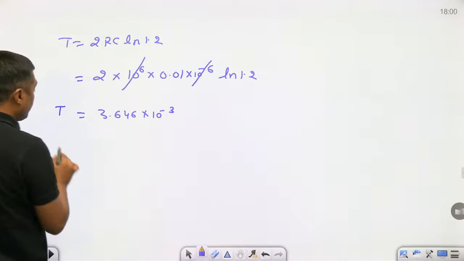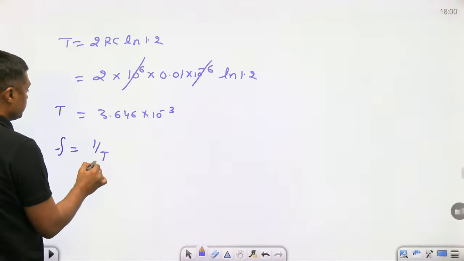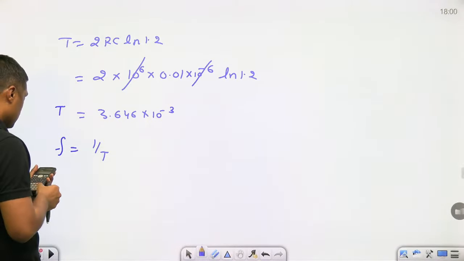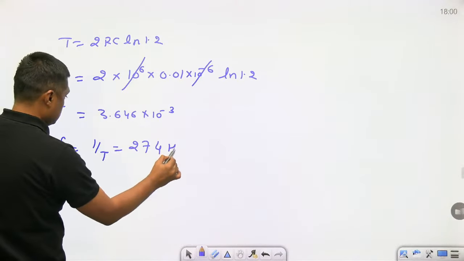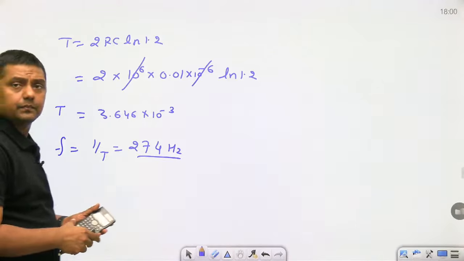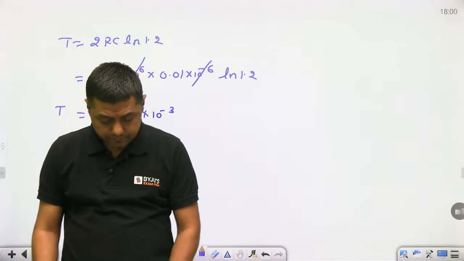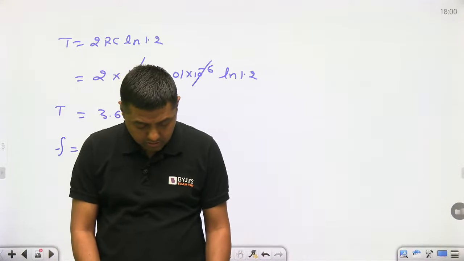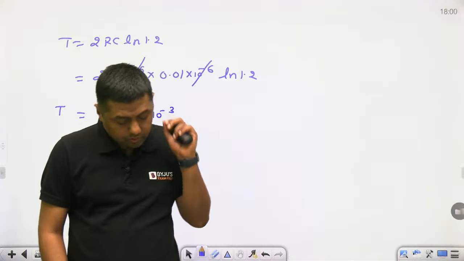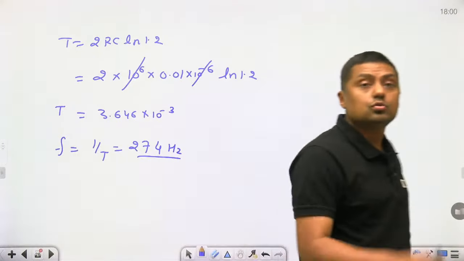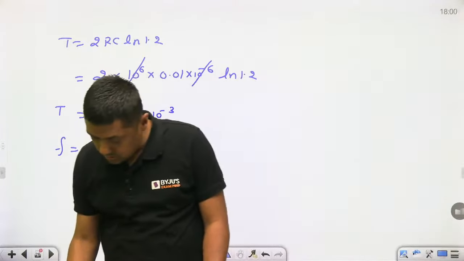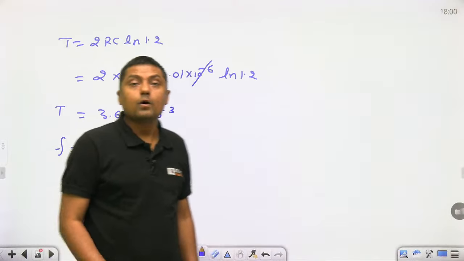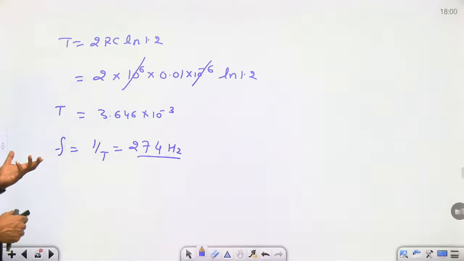We have to find the frequency of oscillation, the reciprocal of this. Is it correct? Check my calculation, and that is question number 12.17. The answer is given as 274 hertz, 274.24. Okay Surjit, so that is the answer.